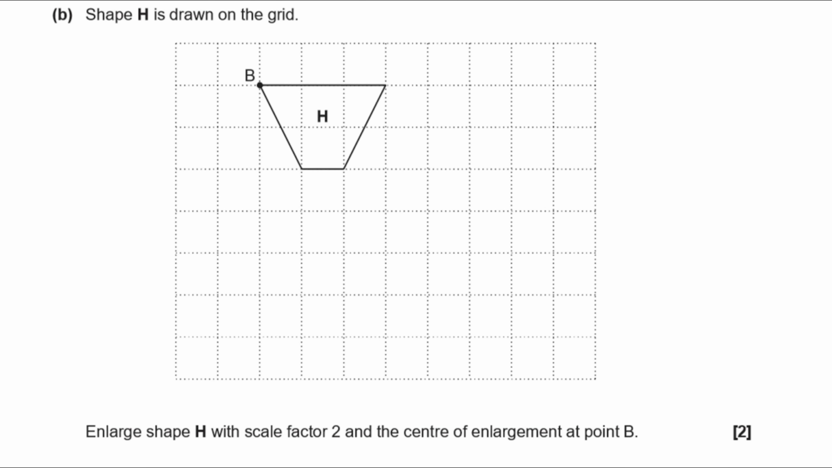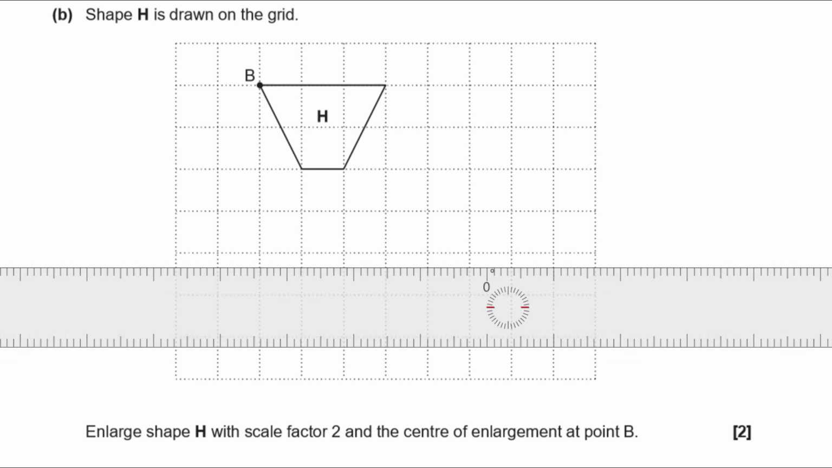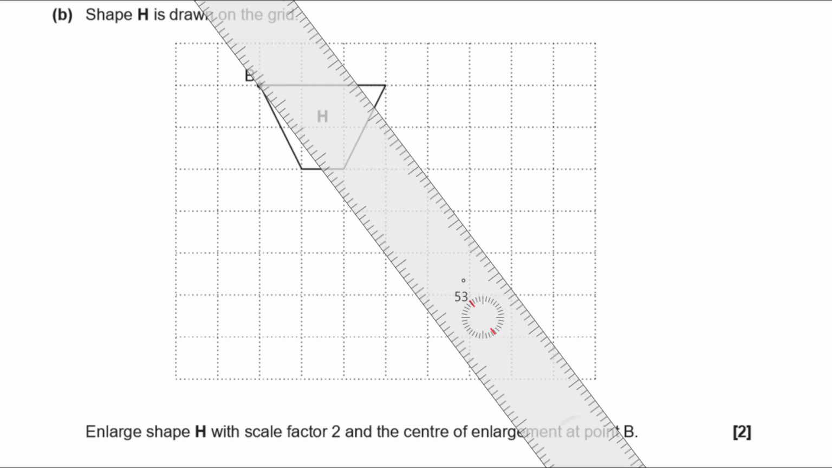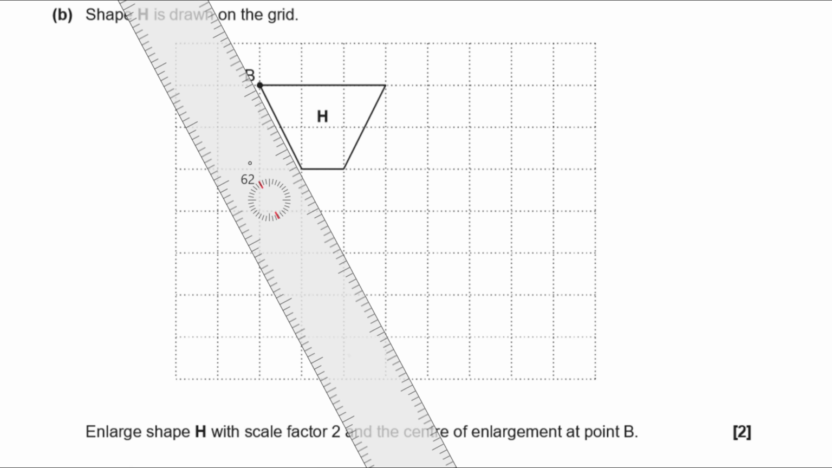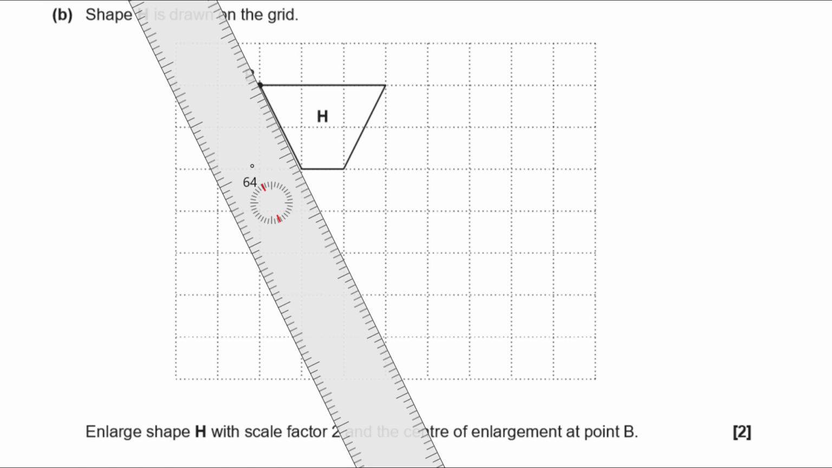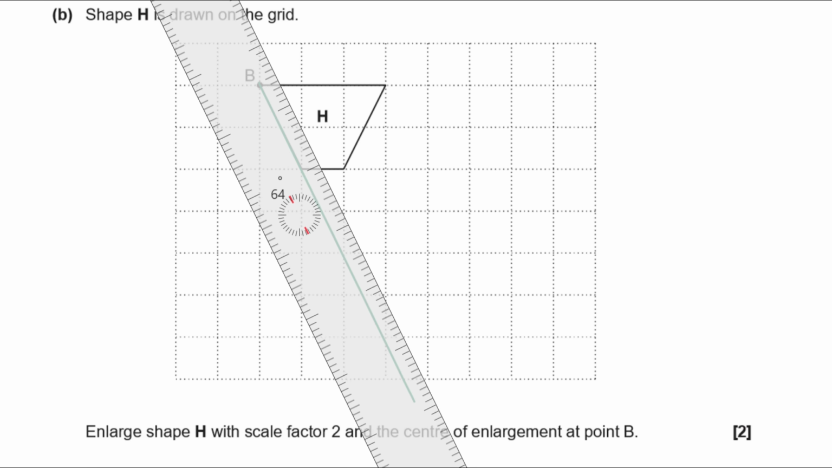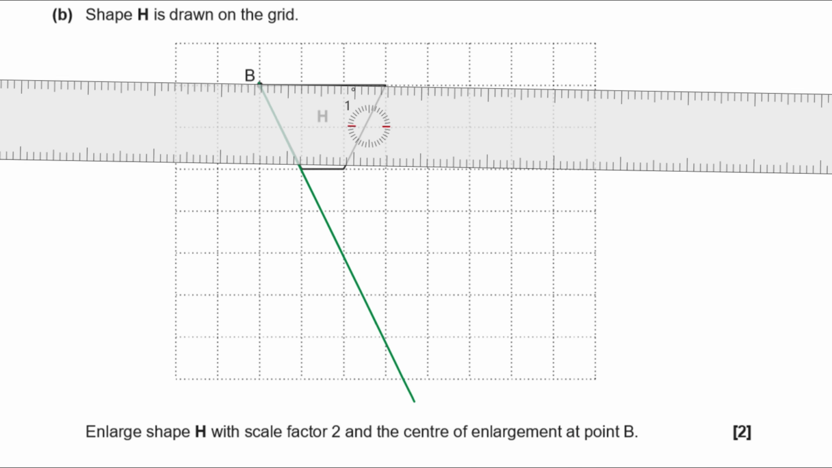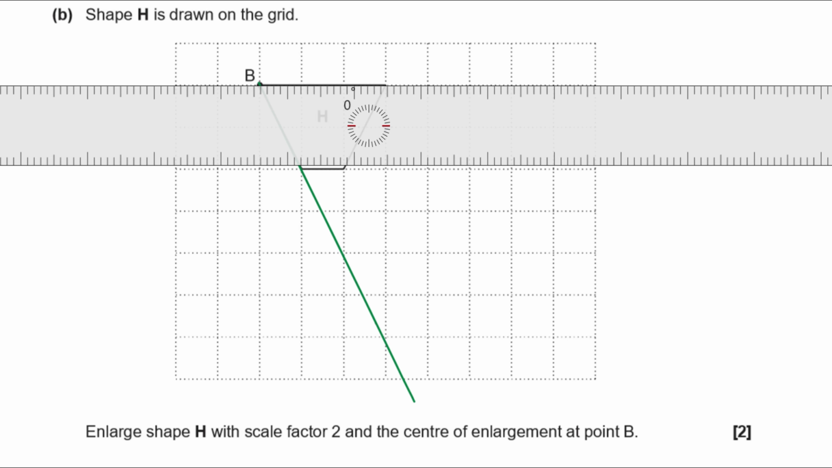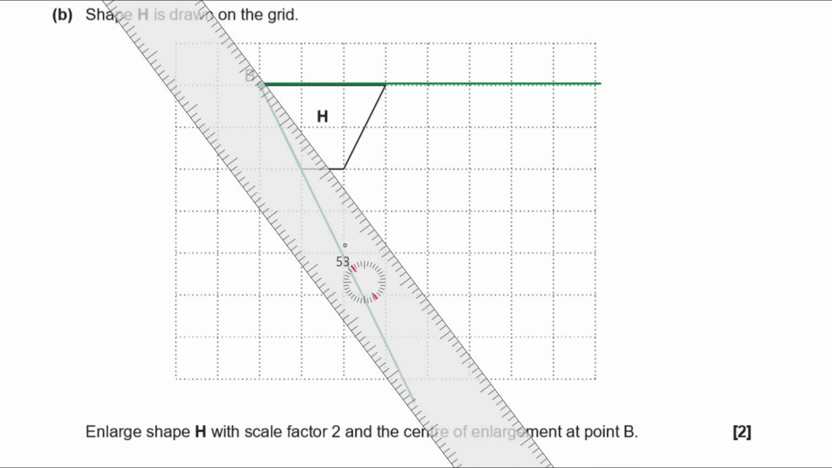Part B, shape H is drawn on the grid. Enlarge shape H with a scale factor of 2 and the center of enlargement at the point B. Okay, so when you've got a shape with a center of enlargement, then you can work out where all the other points go by drawing ray lines through each of the corners of your shape. So I'm just going to draw a line going down here, a line going across here, and a line going down here.